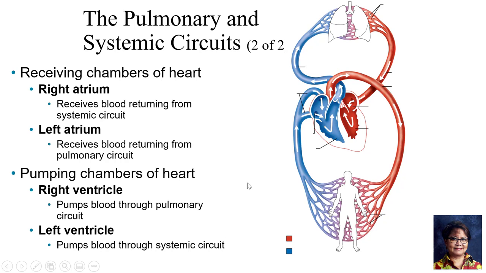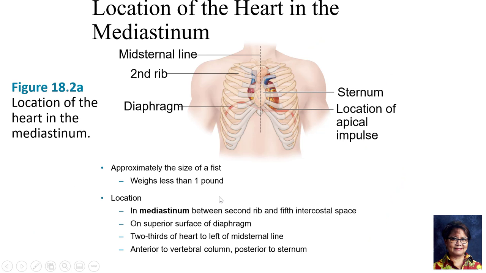So there are four chambers. You have your two upper atria and two lower ventricles, which are actually the pumping chambers. So where do you find the heart? Well, the heart is found in the middle of your chest, in an area which you call the mediastinum. The mediastinum is right around this area here, in the middle of the sternum.